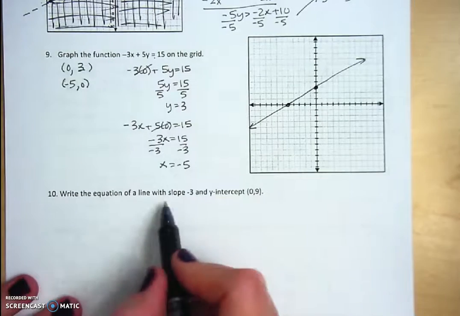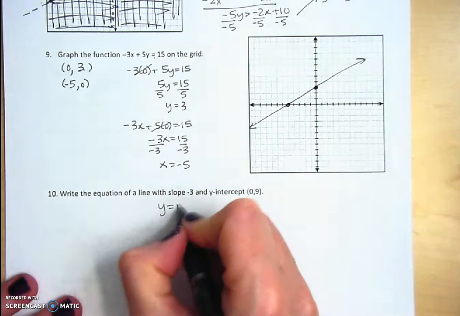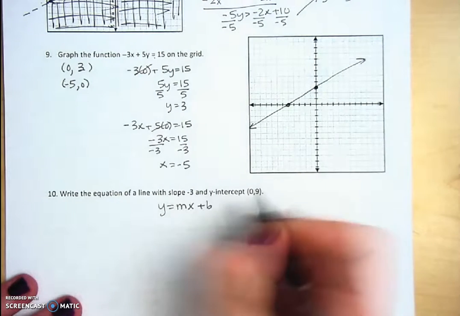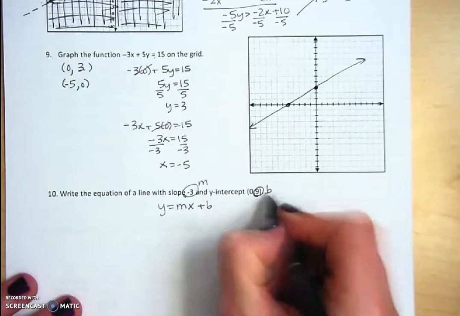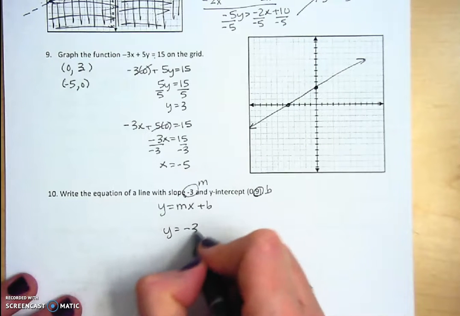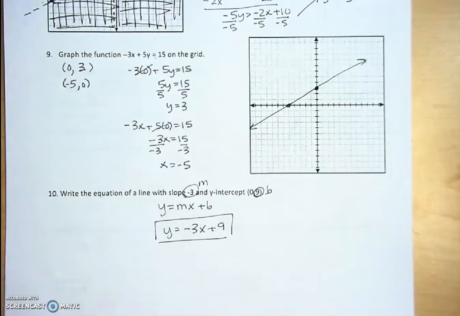All right, last one. Write the equation of a line with slope negative 3 and y-intercept 0, 9. y equals mx plus b. This is my m, and this is my b. And you're done with your test review.